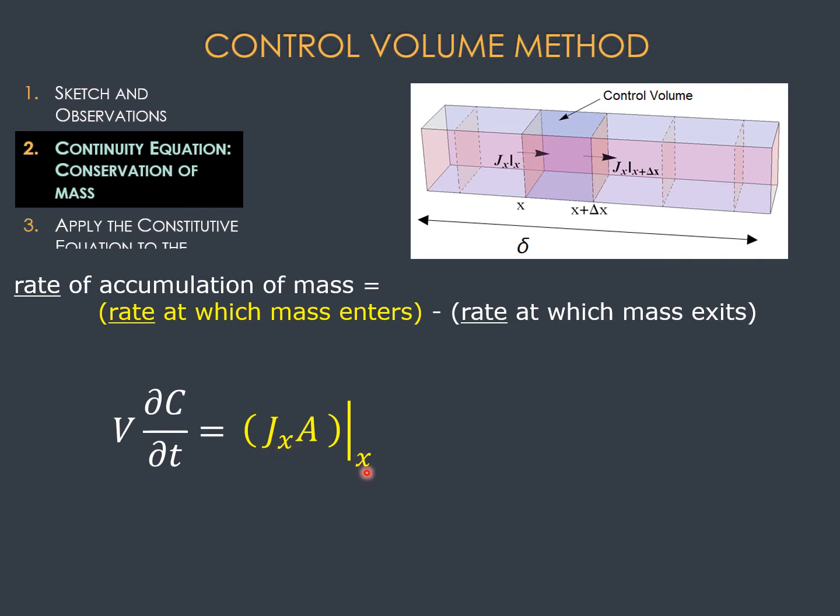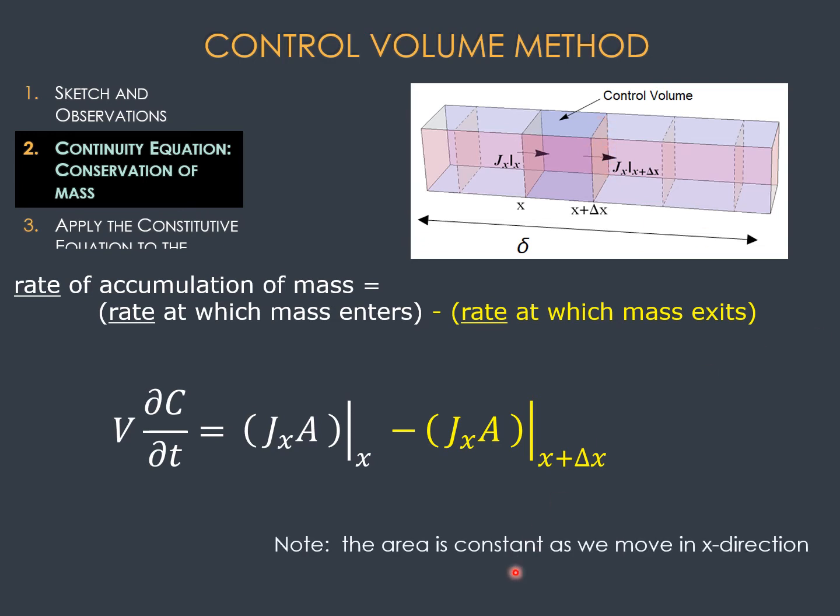In this case, for the rectangular system, the A is independent of x, and so we could pull this out of this evaluation. Okay, but that's not going to be true for the cylindrical case. And hopefully you've guessed that the rate at which the mass exits is the same term again, but we're going to evaluate it now at the exit surface, x plus delta x. Okay, so that's this area right here. All right, so the area is constant in our problem because we have a rectangular system. These two areas are identical.